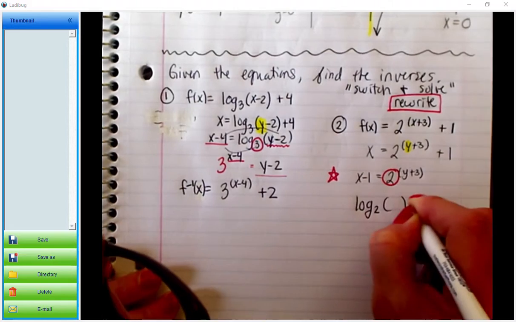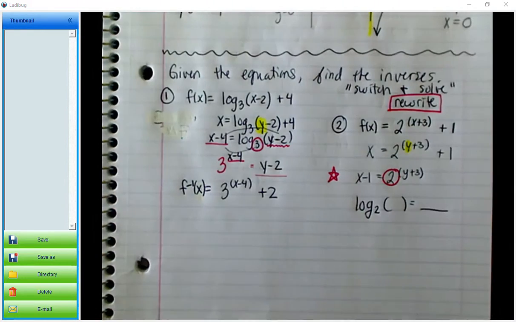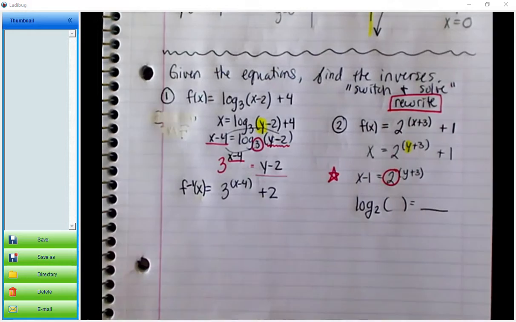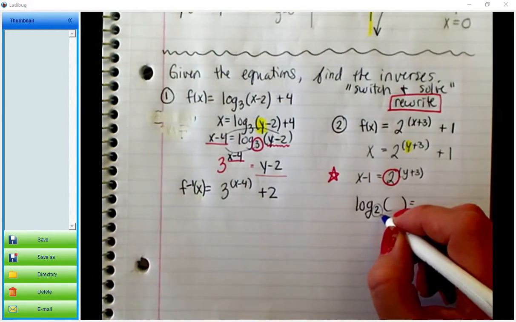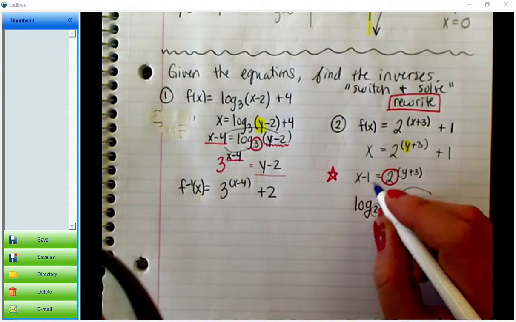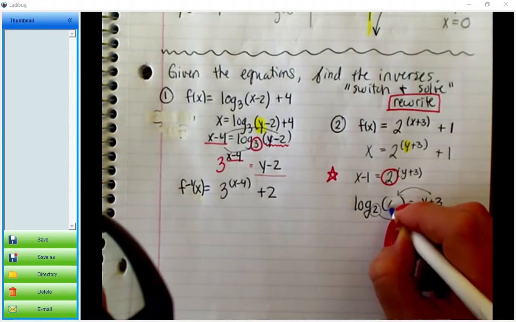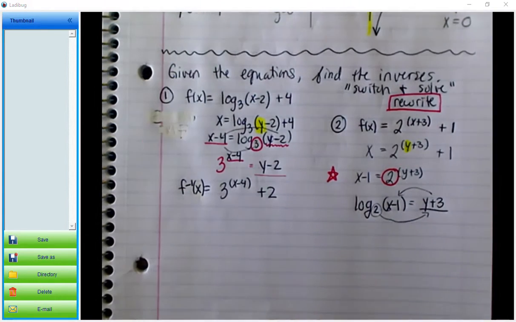Log base 2. And I just give myself places to fill in. The base I can pick out. Every time I'm like, okay, where do the other two pieces go? I need x minus 1 and y plus 3. Notice that they switch sides.